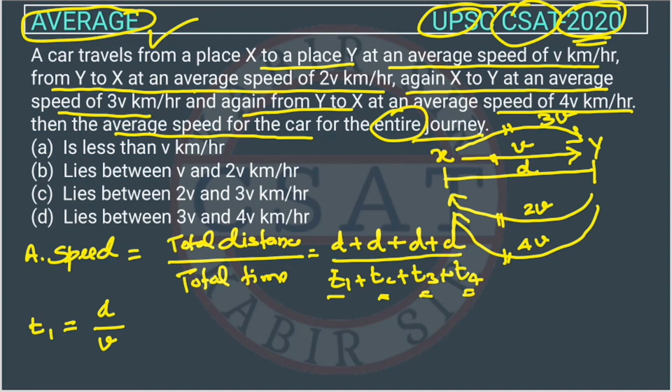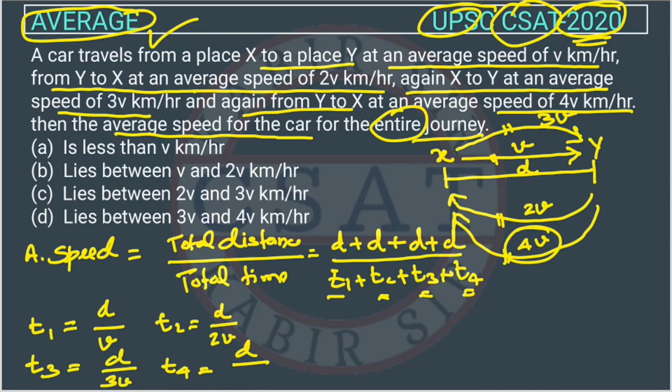For T2, the distance will remain the same and the speed will be 2V. Similarly T3 is D upon 3V, and T4 will be D upon, what is the speed here, 4V. See, I am telling you all the steps. You can skip and directly write here, but I want every student to understand it, because I know there are many students who don't get it. That's why I am telling you all the steps.